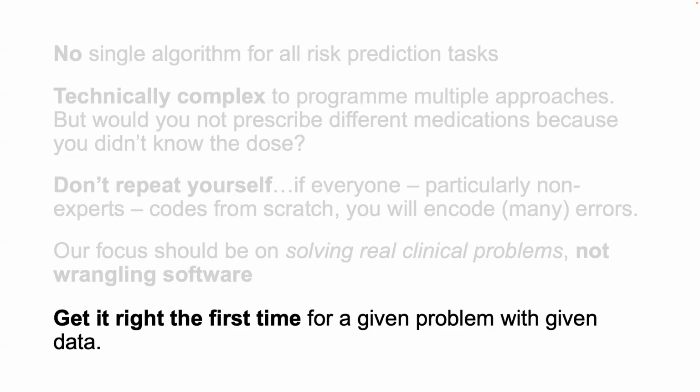But probably most important is that we should get it right the first time for a given problem with given data. What I mean by this is that often we repeat clinical risk prediction algorithms. I can't remember the exact numbers, but off last count from one of the systematic reviews, there's something like 200 cardiovascular risk assessments, and that's for primary prevention alone. That's not really necessary, and it suggests that we're not getting it right the first time. And often this is the case.